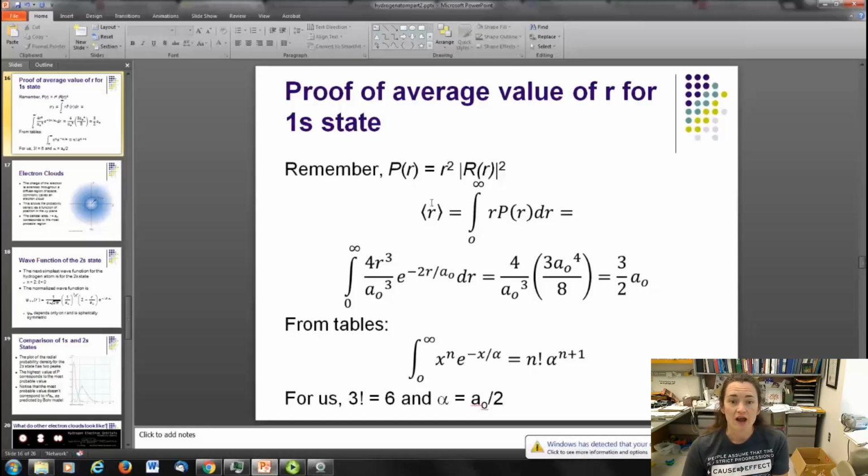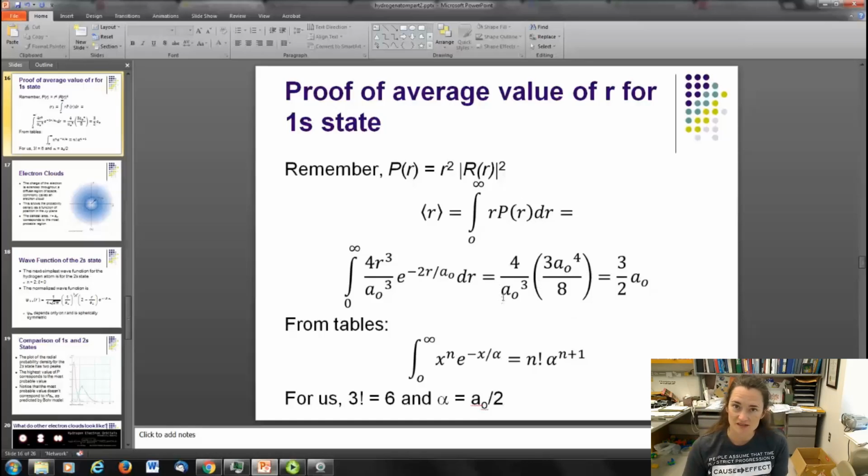Okay, so our average value of r, these little triangular brackets just indicate an average value, is going to equal this integral here. Okay, so I'm going to take my probability function from before and multiply by r, and so I get 4r cubed over a naught cubed, e to the minus 2r over a naught integrated from 0 to infinity. And then when I do that, I get this funky little function right here.